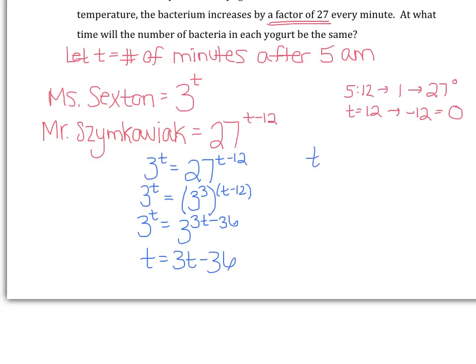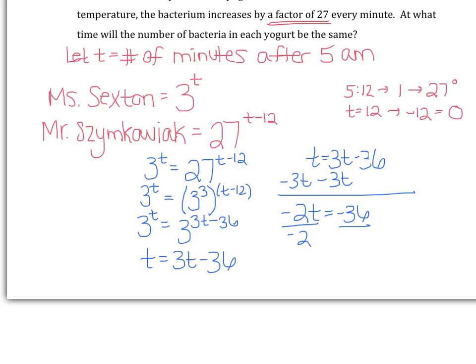So I'm going to rewrite that equation over here, and I need to solve, not 3t, but I meant 36. And I need to solve for t. So I'm going to subtract 3t on both sides, and I'm going to have negative 2t equals negative 36. To solve for t, I need to get rid of the negative 2, so I'm going to divide, and I'm going to have t equals 18.